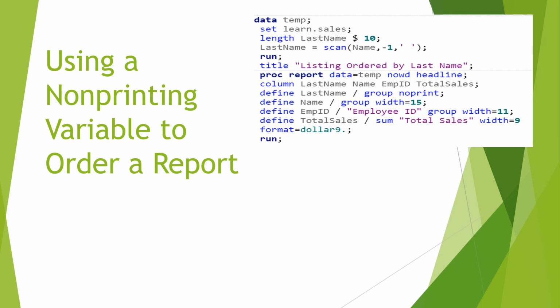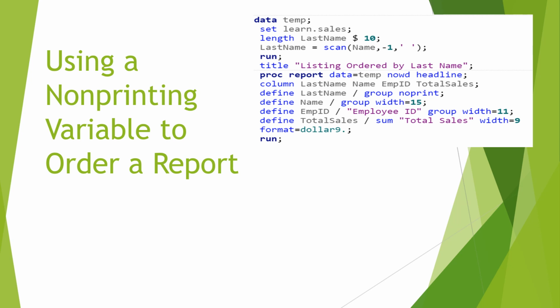In the short DATA step, the SCAN function extracts the last name from the name variable. The second argument to the SCAN function tells the system which word to extract from the first argument. A negative value says to start scanning from the right. The third argument defines the word delimiter, in this case, a space.